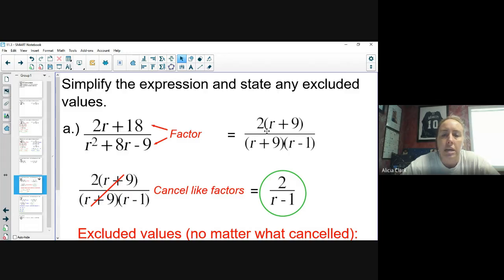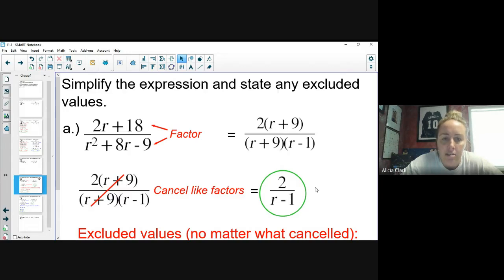Okay, now what you'll notice is that you do have an r plus 9 on the top and on the bottom. So we are going to cancel these like factors. And this is all you're doing that's different to simplify this. So you're going to cancel the like factors. Those are going to drop out. And what you have left is just 2 and r minus 1. So 2 over r minus 1 is going to be your simplified answer.